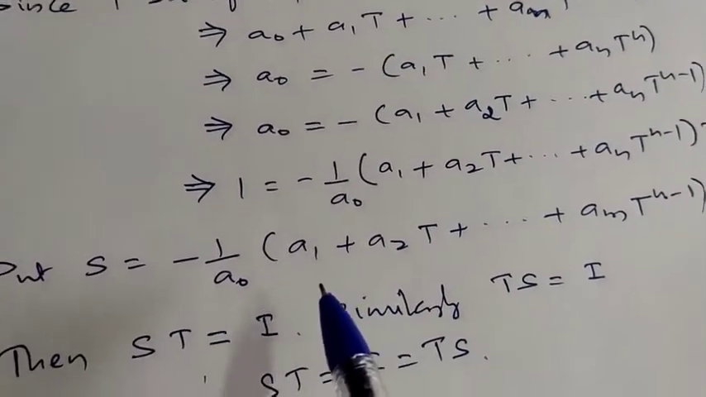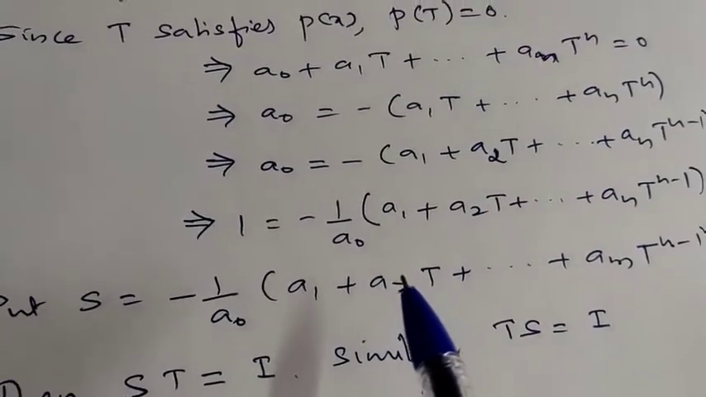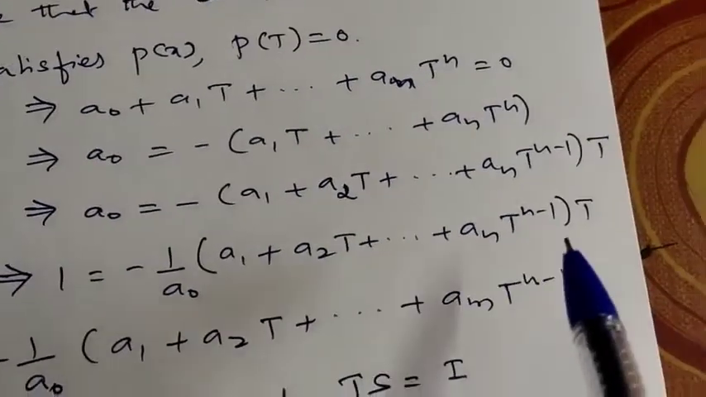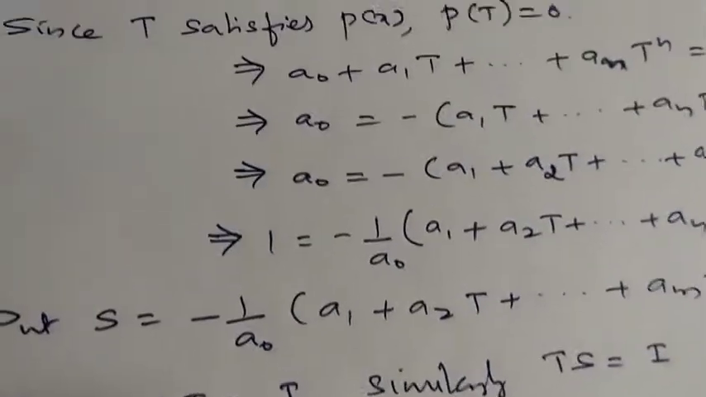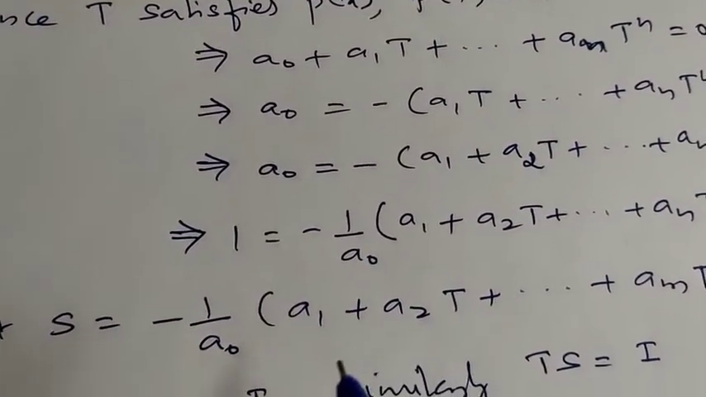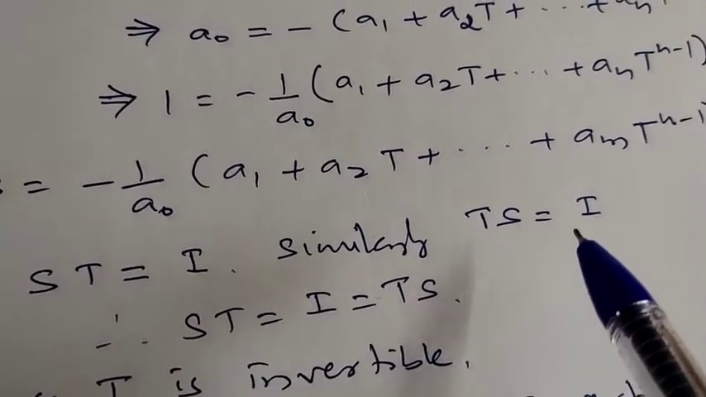Put S equal to this. Then S definitely belongs to A(V), and S times T is equal to I. Yes, this is S, this is T, and S times T is equal to I. Similarly, we can show that T times S is I.